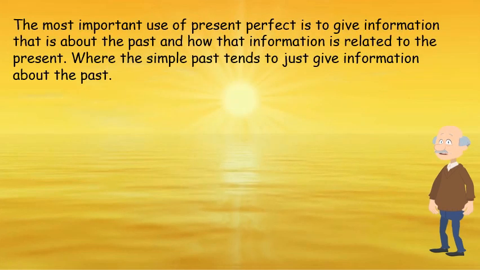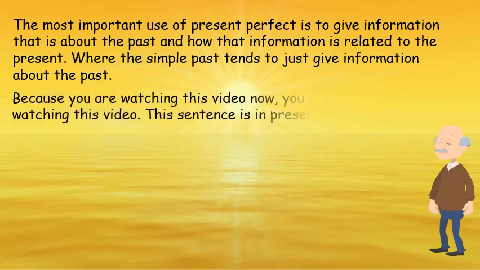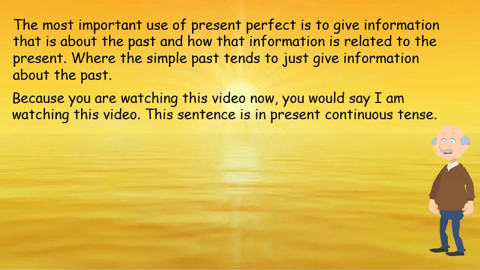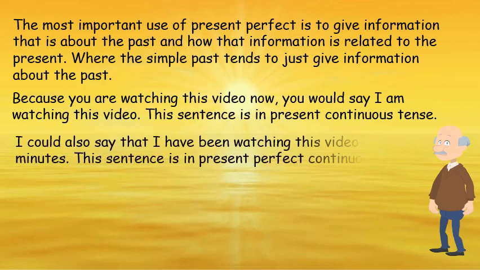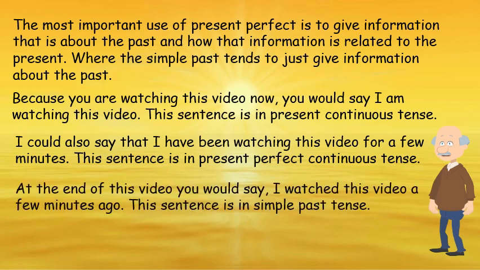The most important use of present perfect is to give information that is about the past and how that information is related to the present, where the simple past tends to just give information about the past. Because you are watching this video now, you would say I am watching this video. This sentence is in present continuous tense. I could also say that I have been watching this video for a few minutes. This sentence is in present perfect continuous tense. At the end of this video you would say, I watched this video a few minutes ago. This sentence is in simple past tense.